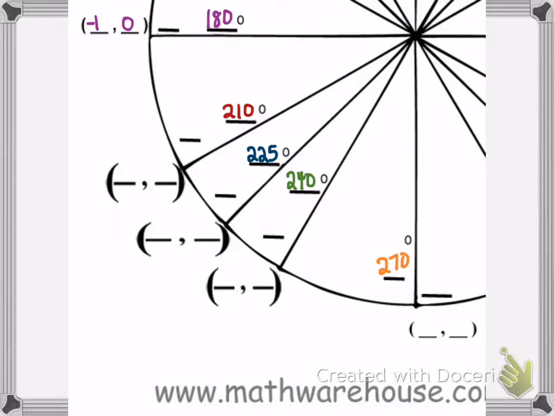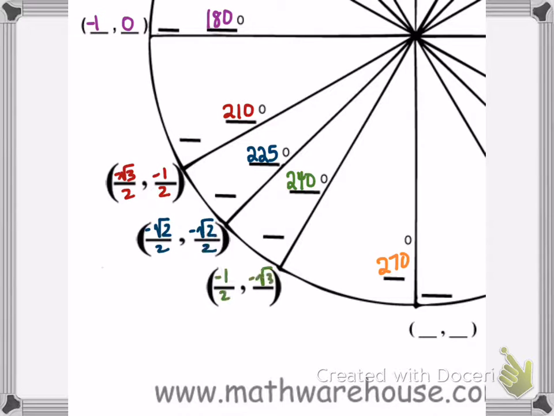Okay, you should have found some patterns between this 210, the 150, and the 30, which are all 30-degree angles off that x-axis. The only difference here is that I'm moving in the negative x direction and the negative y direction. So the coordinates of this point are going to be negative square root 3 over 2 and negative 1/2. The same is going to be true of all of these. They're all going to be the same as the x and y coordinates above. The only difference is that we're moving in the negative x and the negative y here.